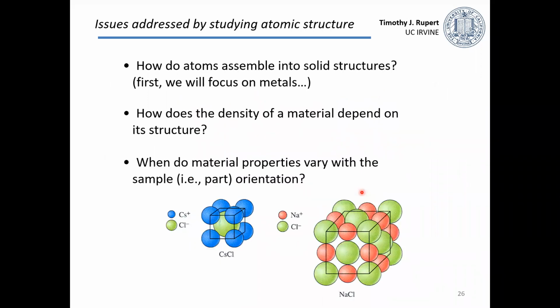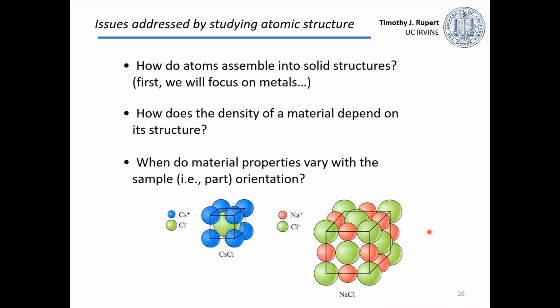So we're going to have to talk about a lot of different issues when we discuss this atomic structure. We're going to talk about different types of ways that atoms can assemble into solid structures. We're going to talk about how density depends on the structure and how material properties vary in different directions when we have this ordered structure.